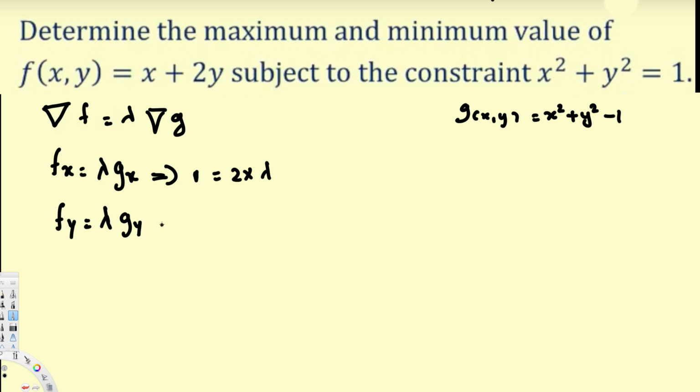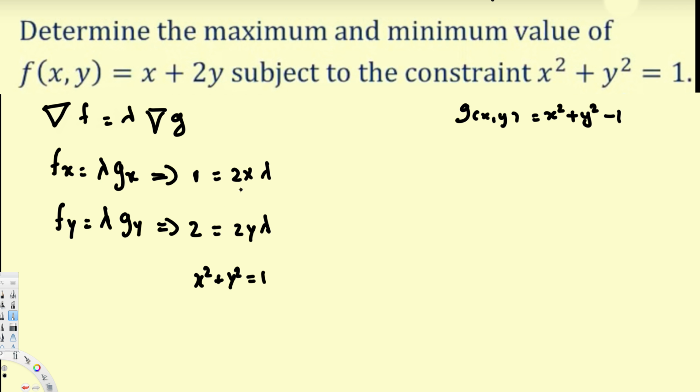Now let's do the partial derivative with respect to y. If we do the partial derivative of f with respect to y, this is going to become 2, and this x is going to become 0, so we just get 2 right here. From this side we get 2y, and we multiply this with lambda. From here we have two equations, but we also have to use one more equation from the constraint in order to find our x and y values. So from this we can create x squared plus y squared is equal to 1.